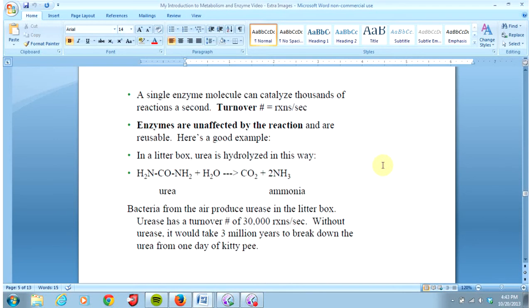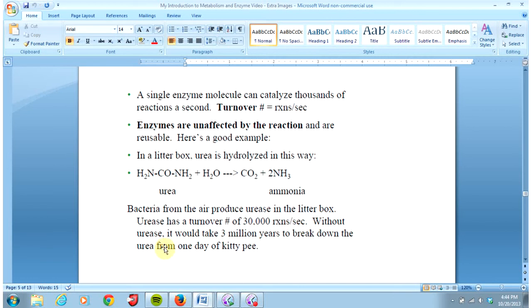Because enzyme molecules can be recycled and reused, a single enzyme molecule can catalyze, or help with, thousands of reactions within a second. An example is an enzyme found in bacteria that are in the air. It produces an enzyme called urease, which can be used to break down a compound called urea that's found in urine. So within a kitty litter box that's going to have cat urine in it, the enzyme urease is going to assist with the breakdown of urea into carbon dioxide and ammonia.